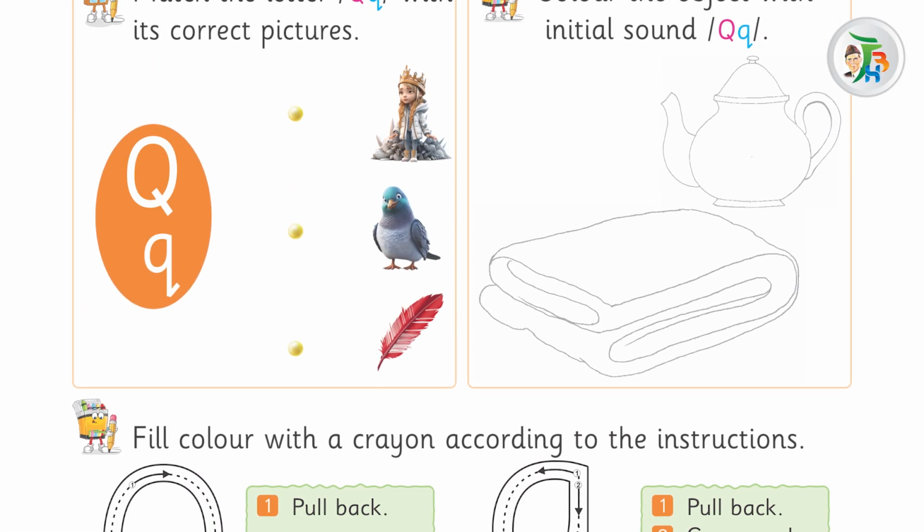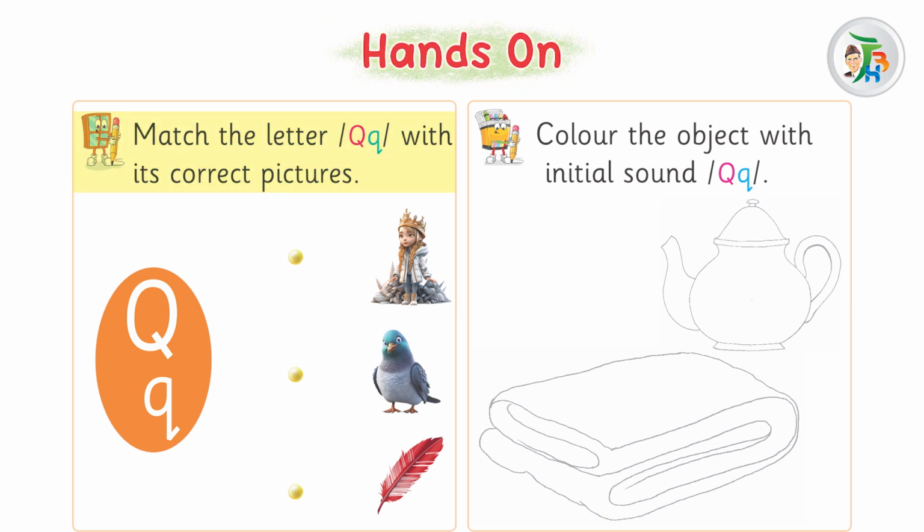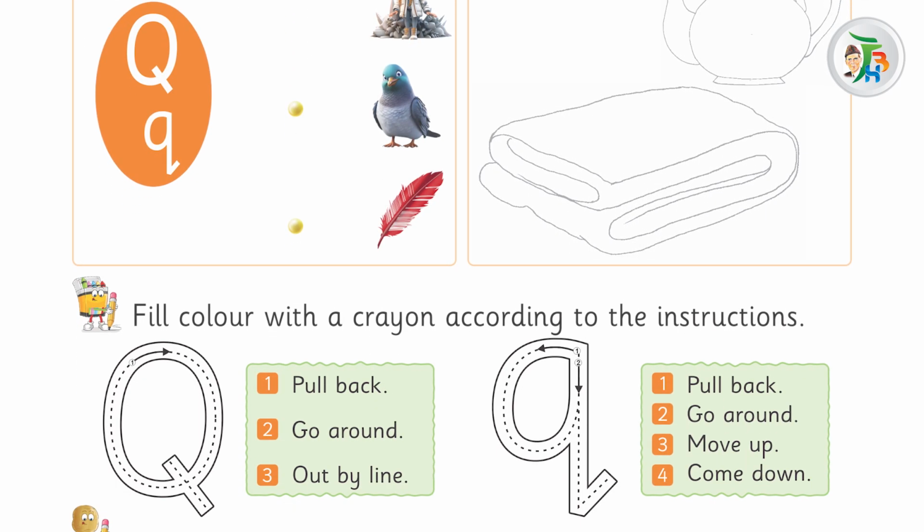Students, move on to the next page, hands-on. Match the letter Q with this correct picture. Now what you have to do is, letter Q is written and along with it there are pictures; the picture that starts with letter Q, you match it with that. The next is color the object with its initial sound Q. There are 2 objects in front of you, whichever of them starts from letter Q, you have to color that object.